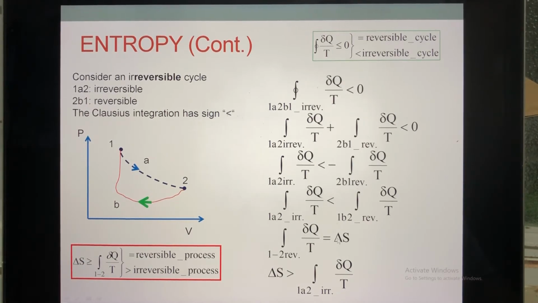So here I will write delta S. You will see delta S is greater than this one. So, conclusion: if the process is reversible, I have delta S, the change of entropy, here. If the process is irreversible, the entropy is always greater than this one. Okay, so that is also the principle of increasing entropy.